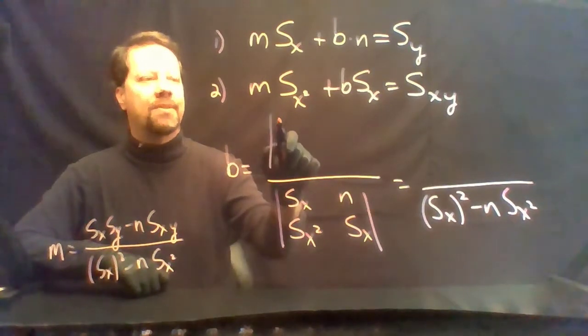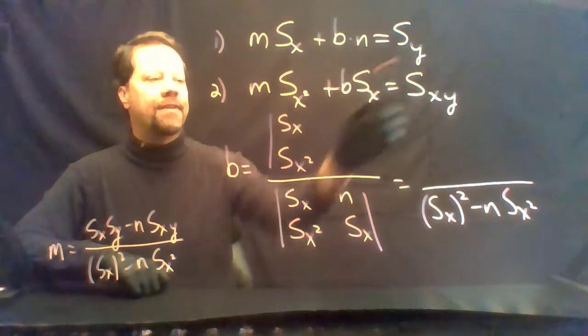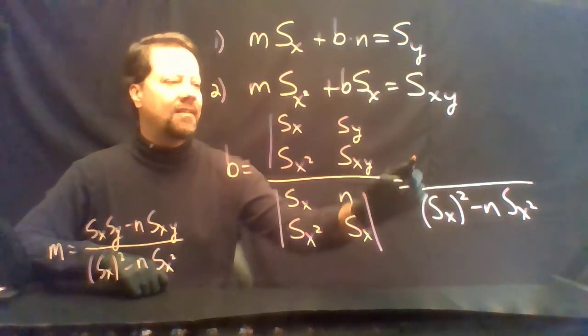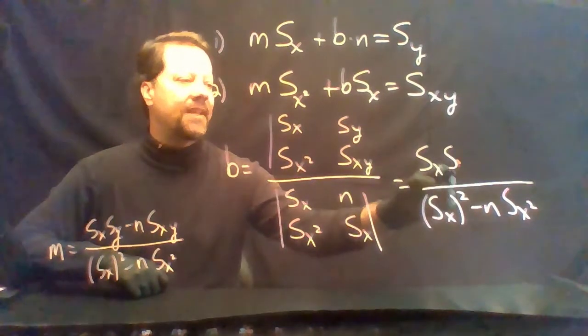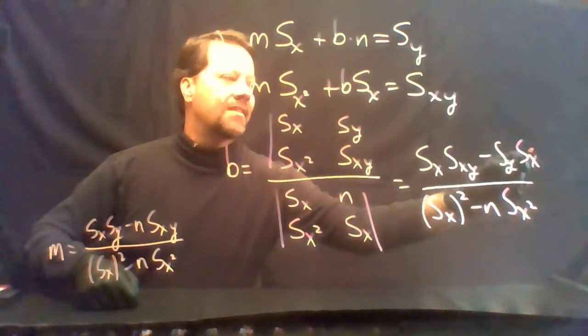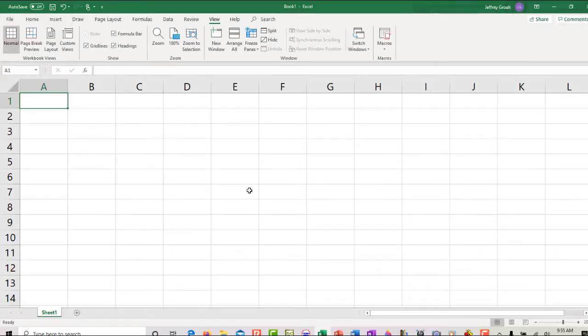What changes, of course, is we replace the b coefficients by the right-hand sides. So we get sx times sxy minus sy times sx squared. I wanted to show you how to calculate the least squares line of best fit on a spreadsheet.